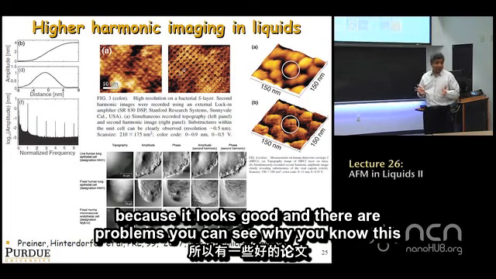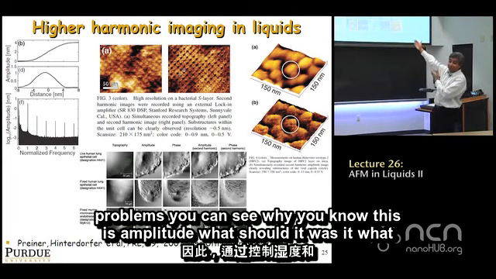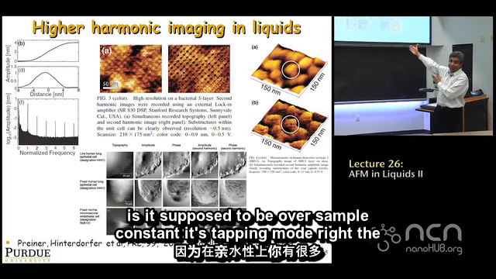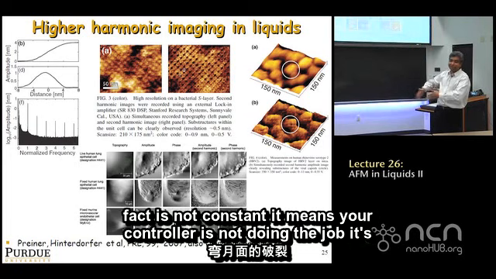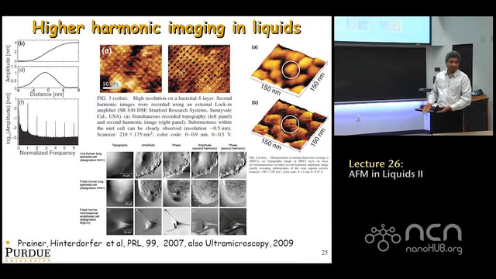You can see why. You know, this is amplitude. What is it supposed to be over a sample? Constant. It's tapping mode, right? The fact it's not constant, it means your controller is not doing the job it's supposed to do. That's the problem. But of course, the scale is not available here, right?